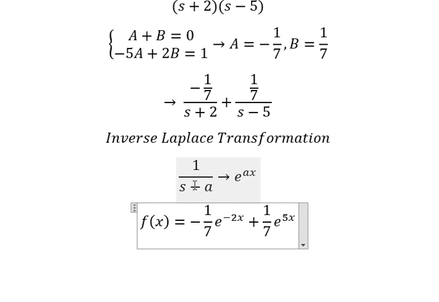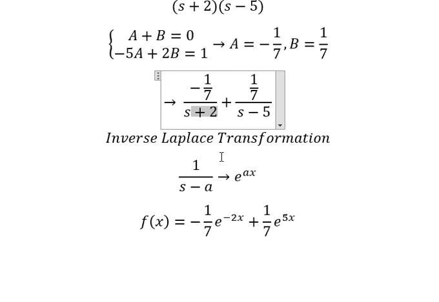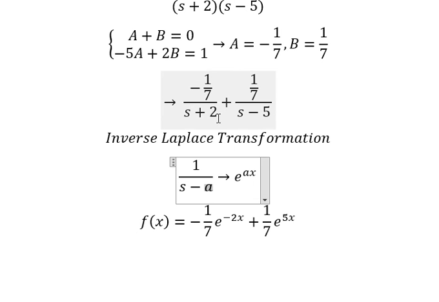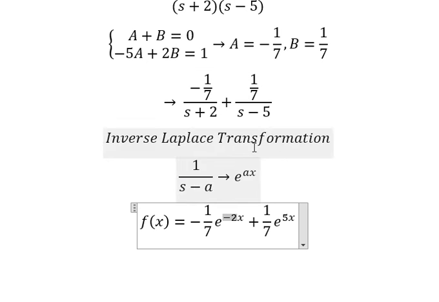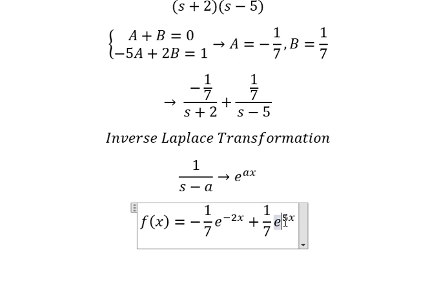So because we have negative a, this one we have positive number 2, so a equals negative number 2. So that's why we have negative number 2 in here. This one is about number 5, so we put number 5 here.